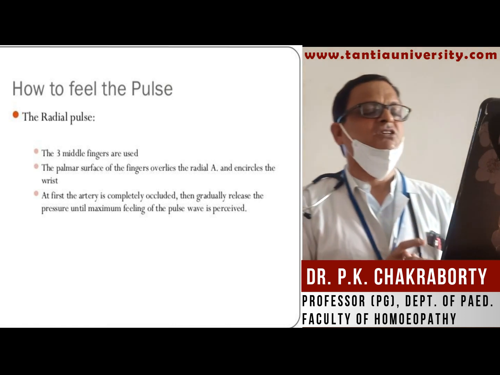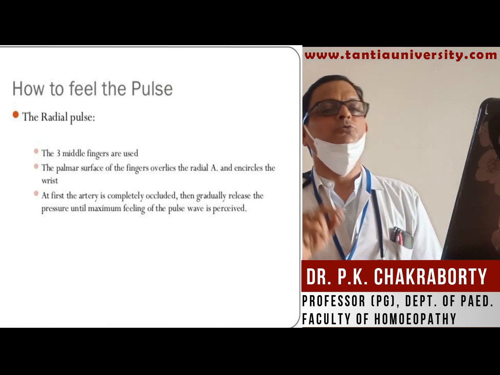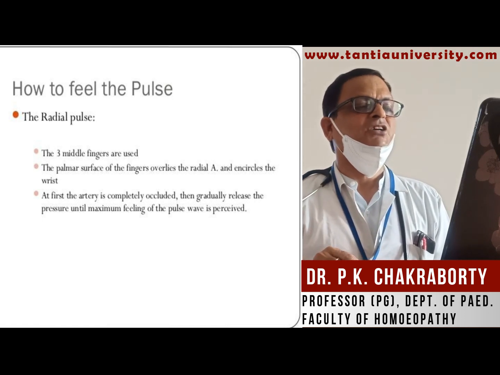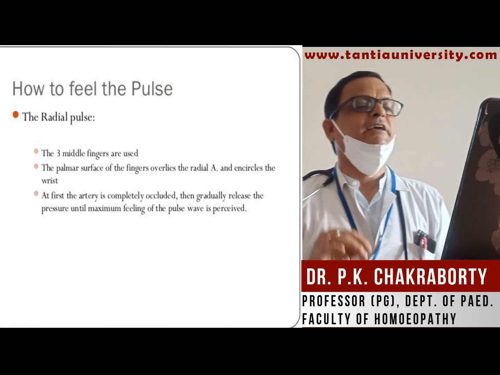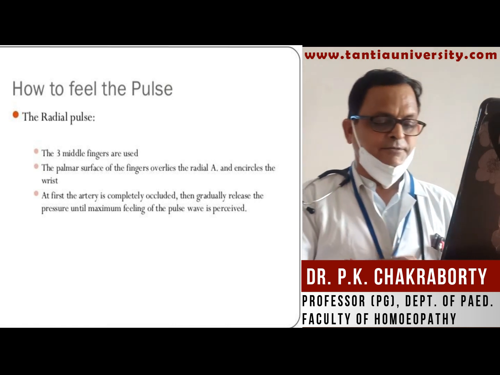So radial artery pulsation we have to check like this. At first, the artery is completely occluded with this proximal finger, and then gradually release the pressure until maximum feeling of the pulse wave is perceived by the middle finger.